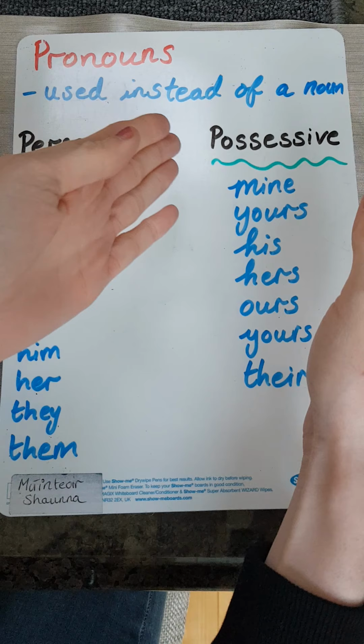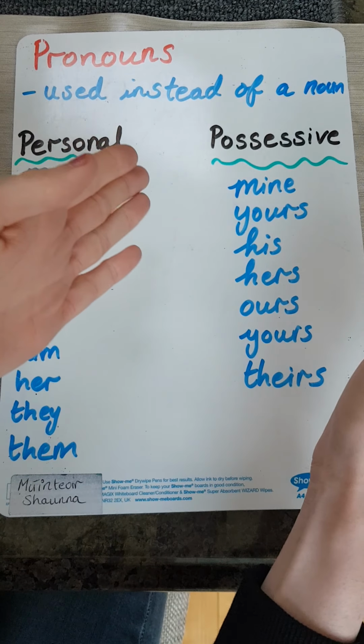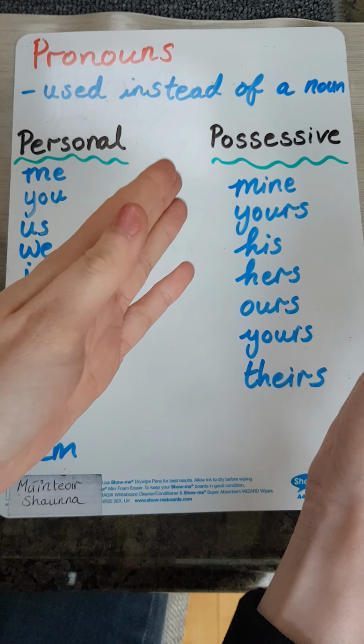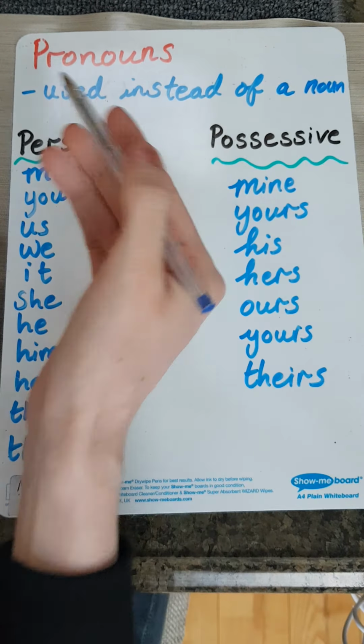There's two types. There's personal and possessive that we're going to look at. Personal is to do with the person or thing itself. Possessive shows ownership or something belonging to somebody, okay? So we're looking at personal first.